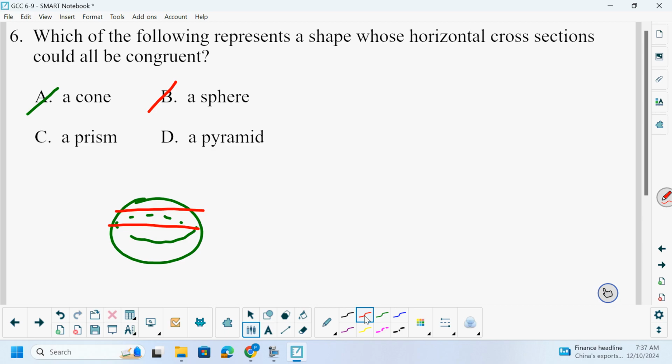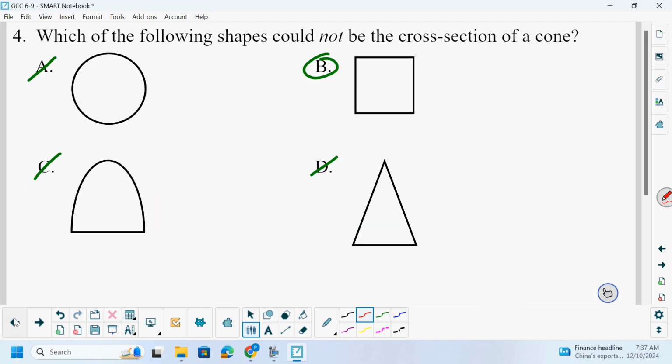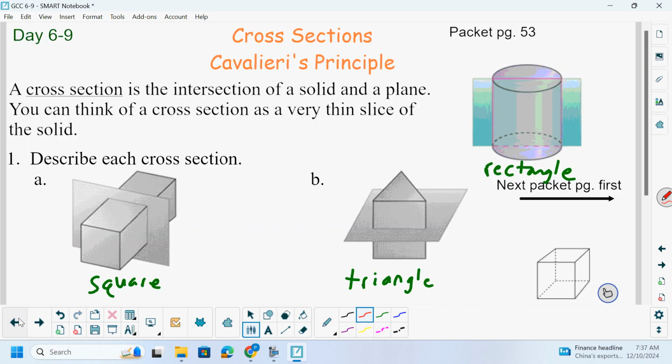Next up, if we have a prism, so we had a picture of a prism on the first page. So let's look at B right here. Here's a good example of one. So here is a triangular prism. If we slice that horizontally, notice all of the slices going horizontally this way are all going to end up as that triangle shape. So therefore, that's our one that we're going to want.